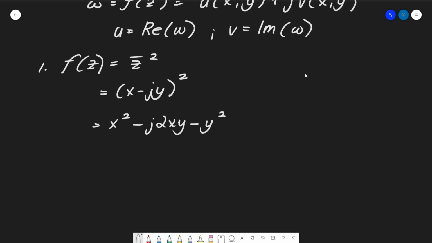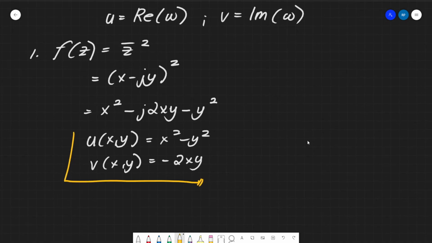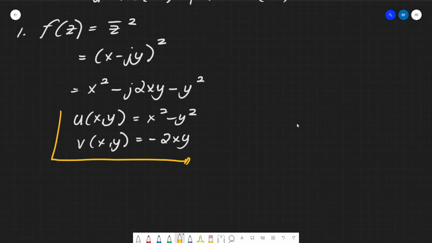Then, let us identify kung alin dito yung real, alin dito yung imaginary parts. For the u, syempre, yun yung walang j, which is x squared minus y squared. And yung v natin dito, yun yung may j, pero hindi natin isasama yung j, of course. So, we have negative 2xy. So, this is the answer. Ito yung answer natin for our first problem.